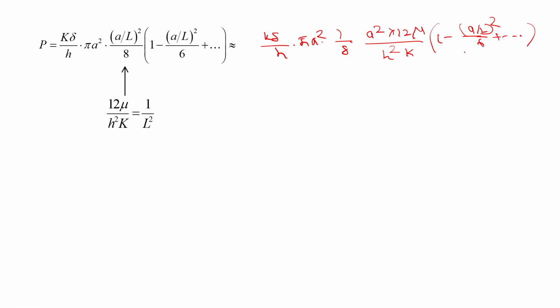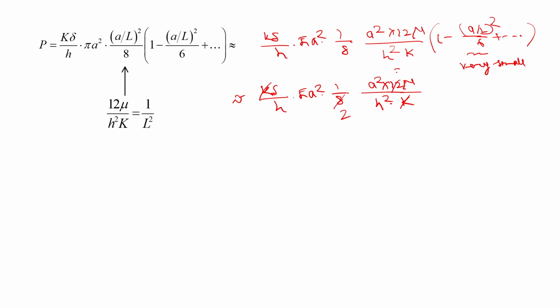Now it so happens that this quantity will be very small, and since it is very small we can actually neglect it. Then this quantity comes out to be k into delta by h into pi into a square into 1 by 8, and here it is a square into 12 into mu by h square into k. So here you see this k and k can get cancelled, and then of course we are left with 4 into 2 here and into 3 here.